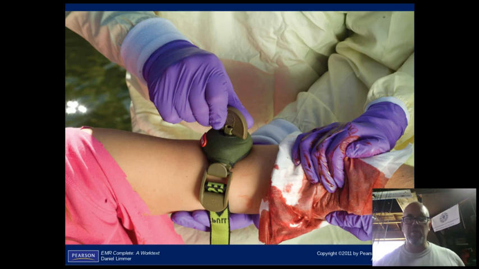Same thing for a femoral artery laceration to the leg, that's an arterial bleed. Locate the femoral artery, which is in the groin area. You find it and you push that femoral artery up against the femur as strong as you can, and that's going to control that bleed or slow it.